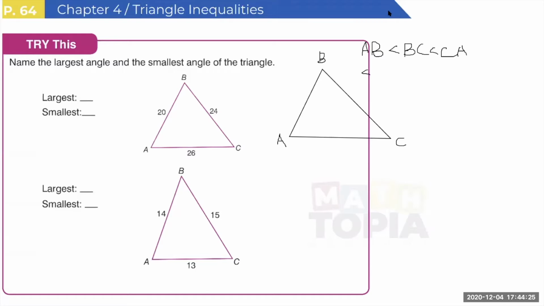same order. So angle C is opposite AB, so it's the smallest. Angle A is opposite BC, so it is the second smallest. And angle B would be the largest because that's the one opposite CA. So we can use this in these two problems.